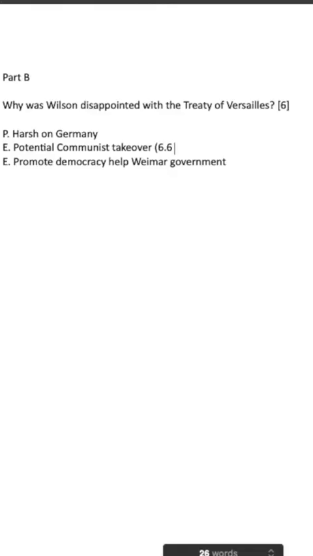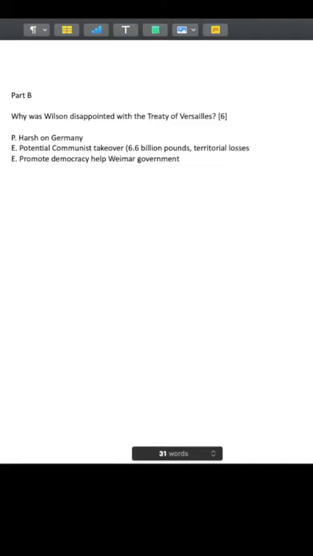Now, let's just throw in some extra facts here to help guide us in our planning. 6.6 billion pounds. That was the reparations amount. Remember, you need to use pounds. You can't say $6.6 billion. That's a different amount of money, and that's incorrect. So if you look through all the different aspects of the Treaty of Versailles, I'll just throw some more up there, and you can take a look at that to use for your paragraphs.